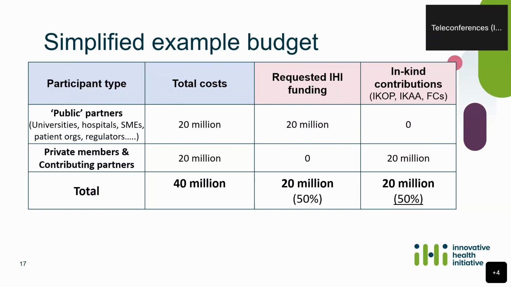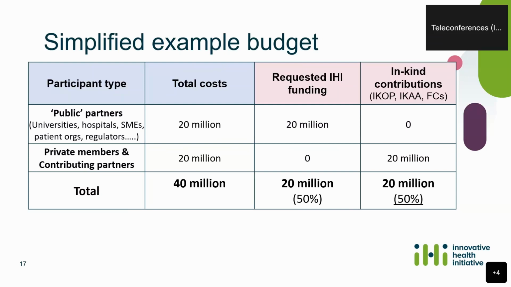Okay, so for a project, we're asking for 20 million of IHI funding. The full cost of the public partner should be covered by this. And then you would need private members or contributing partners that would bring in that 45%. So here I've put, we're a public-private partnership. The expectation is 50-50 matching. So here I put 20 million coming from the private partners and contributing partners as well.